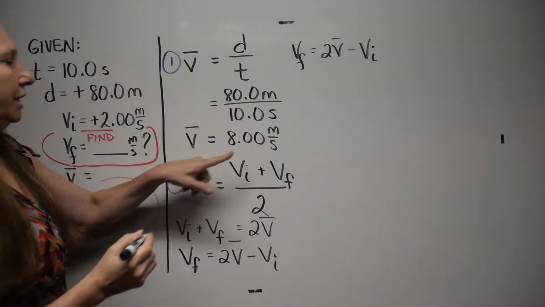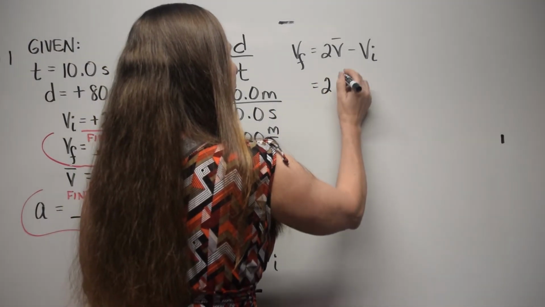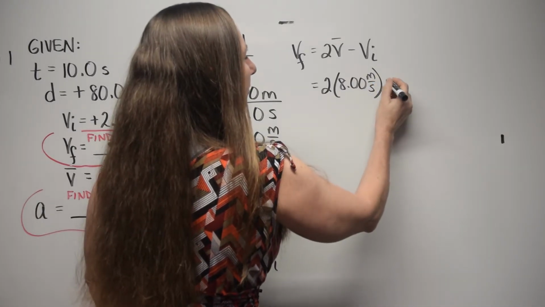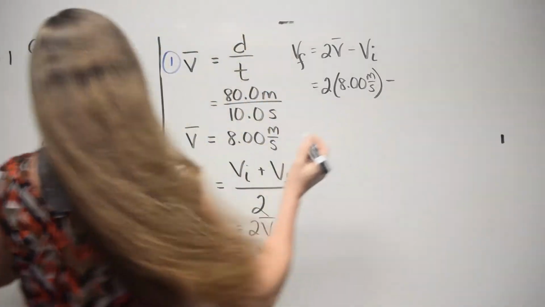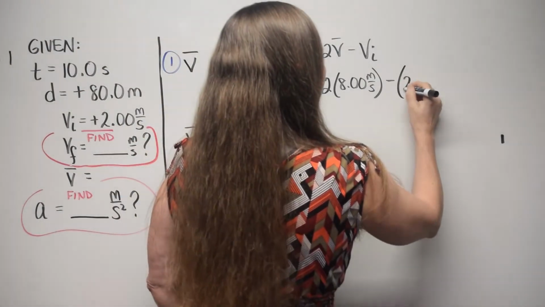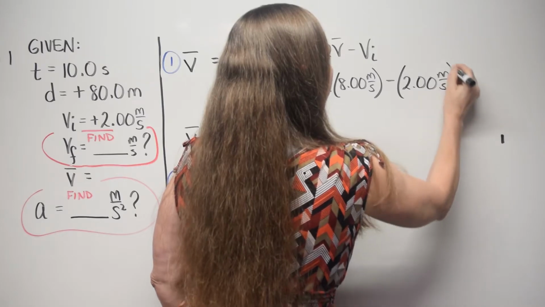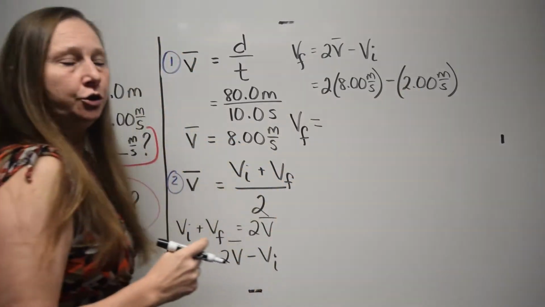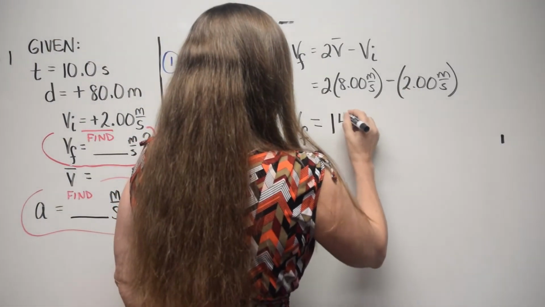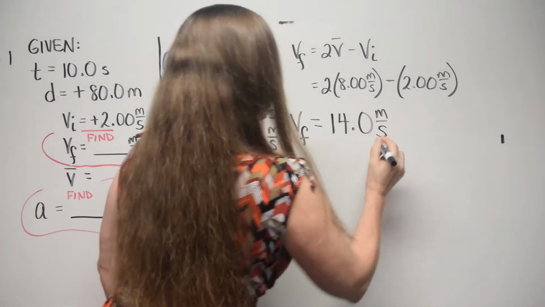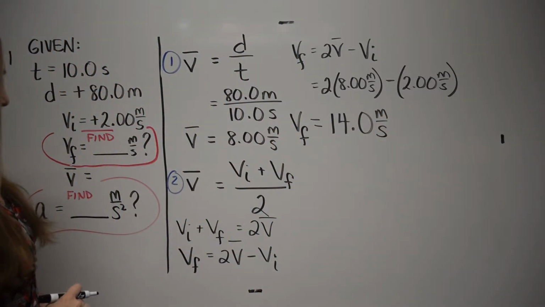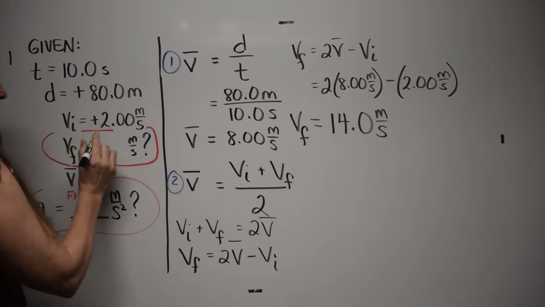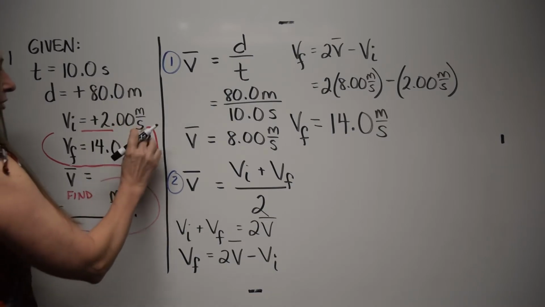We know that V average is 8 meters per second. So 2 times 8 meters per second, minus V initial, which was 2 meters per second. So for V final, 16 minus 2, V final is 14 meters per second. That's your answer here. V final is 14 meters per second.